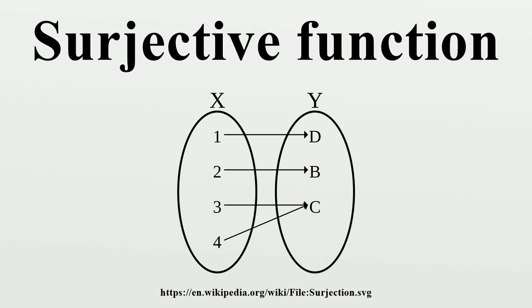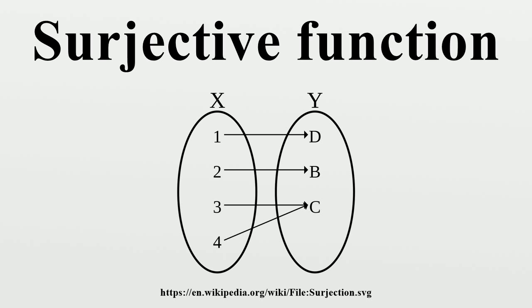Definition: a surjective function is a function whose image is equal to its codomain. Equivalently, a function f with domain X and codomain Y is surjective if for every y in Y there exists at least one x in X with f(x) = y. Surjections are sometimes denoted by a two-headed rightwards arrow, as in f: X ↠ Y. Symbolically, f: X → Y is said to be surjective if for all y in Y there exists x in X with f(x) = y.